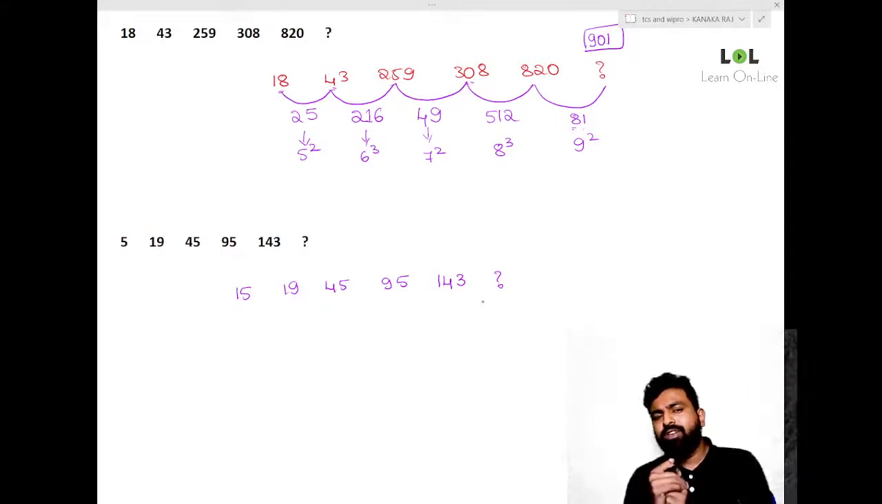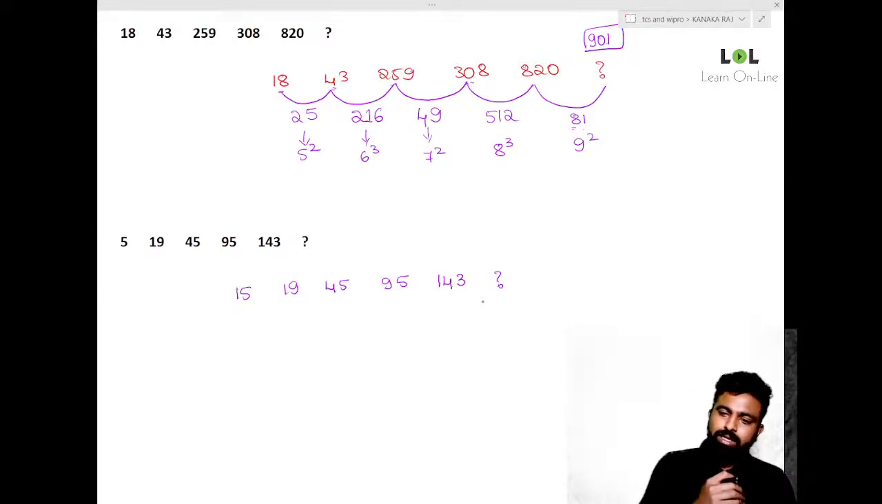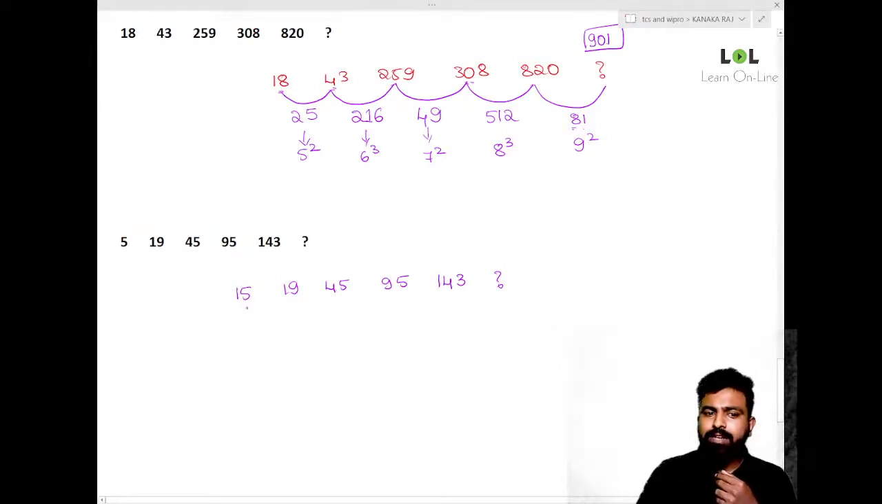Okay. What is the first step? First step is identifying it as a different series or a multiple series. What kind of a series is this? You people tell me quickly. What kind of a series is this? Different series. So first you start taking the difference. What is the difference between 15 and 19?